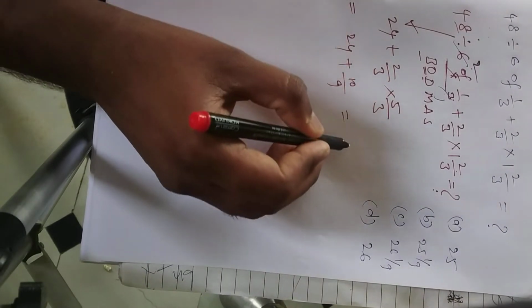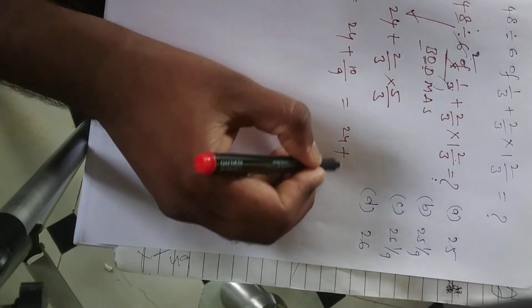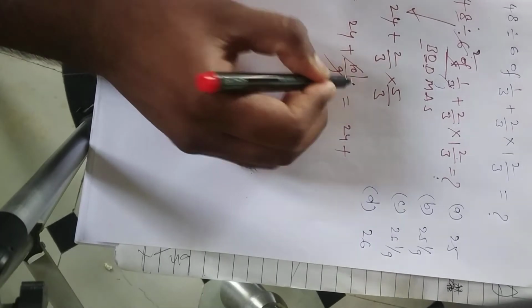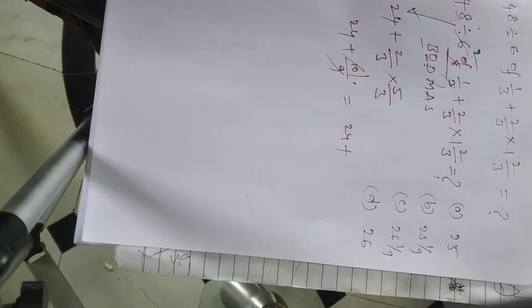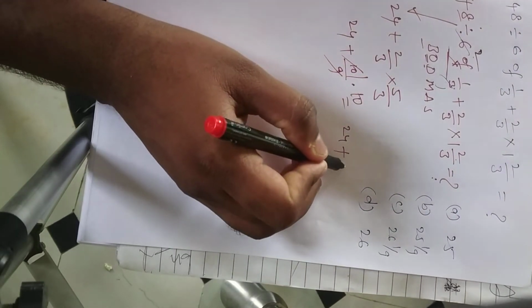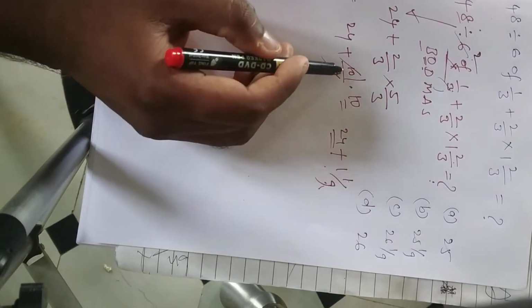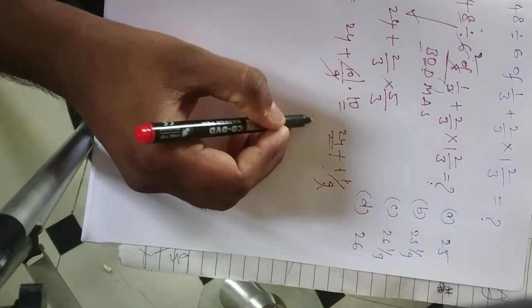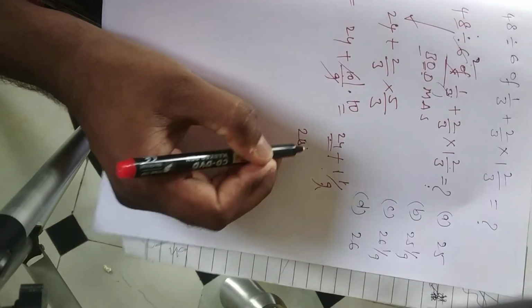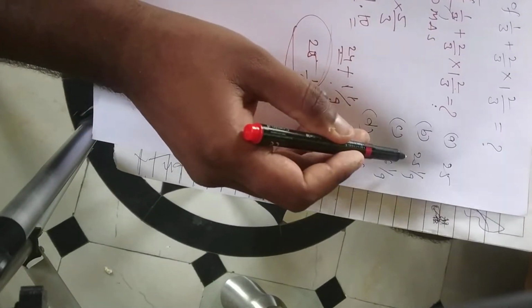is equal to 24 plus 10 by 9. Now 10 by 9 is nothing but 1 1 by 9. 24 plus 1 1 by 9 is nothing but 25 1 by 9. So the answer is option B. I hope you understood, right?